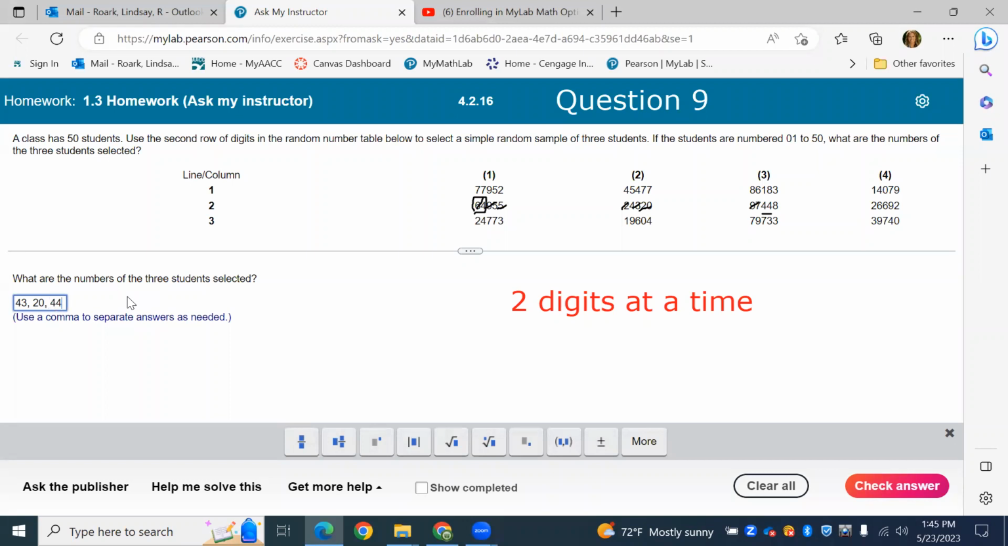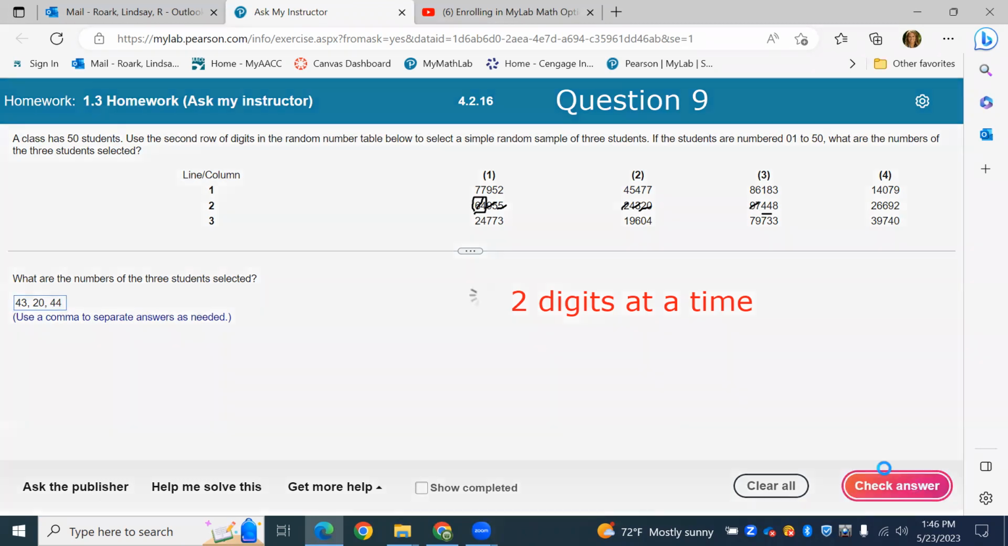So using the second row, we got 64 is not good. Can't use that. 95, can't use that. The next 2-digit number was 52. Can't use that. 43, we did use. 20, we did use. 97, cannot use, and 44 was the last of the numbers. So I hope that makes sense. Again, that was question number 9 from the 1.3 homework.